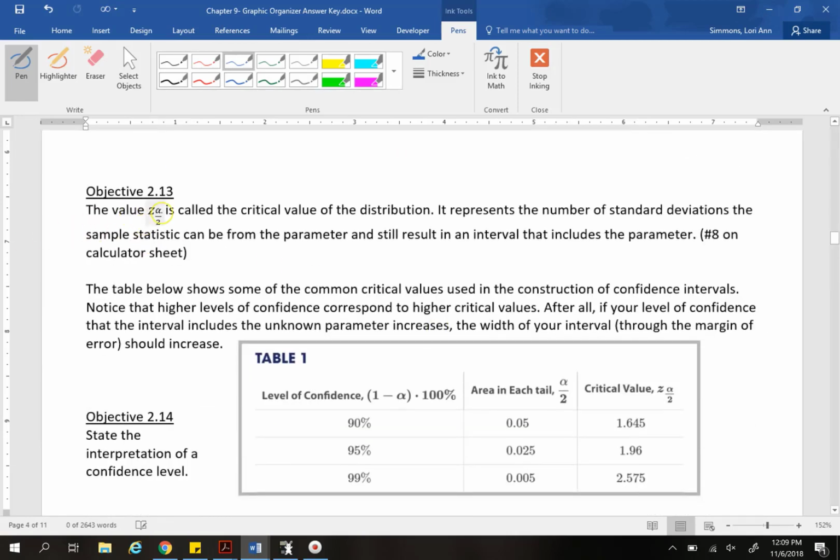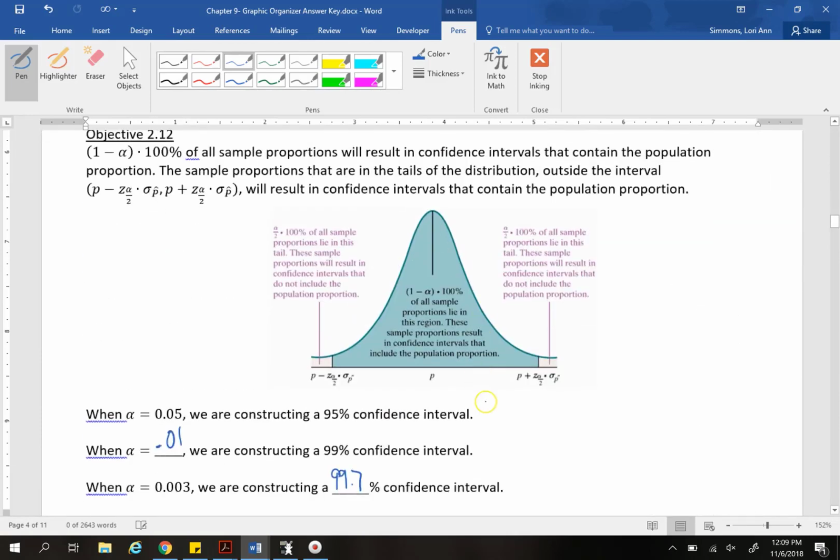The value z sub alpha divided by 2 is called the critical value of the distribution. This is going to be your standard deviations from the mean. If you recall, we have the mean, and we add however many standard deviations times your sigma, and then subtract. So we've seen this before. Now we're going to call these critical values.